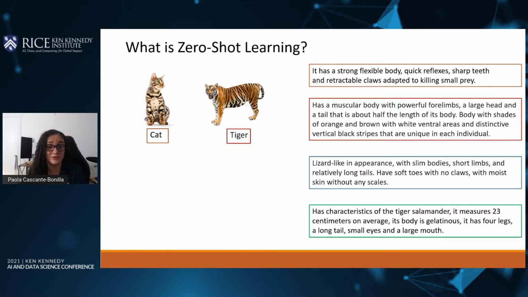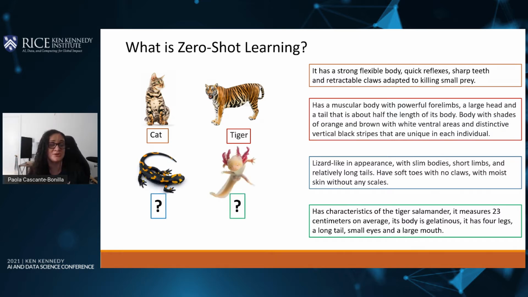If I give you all these descriptions, a human may be able to generalize and say, okay, I kind of know what is a salamander. I know what is a lizard. I know what is a tiger. And maybe in the intersection of these 2, I can say, okay, this has the same characteristics as this other one, but it's a little bit different. So in the zero-shot learning setting, the system is able to generalize from the seen domain, which is all the available text, to the visual domain, which is the unseen images.